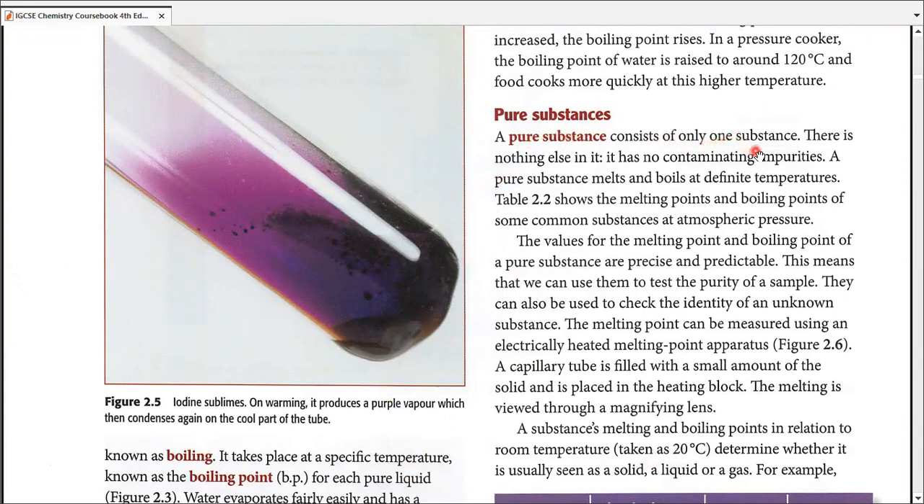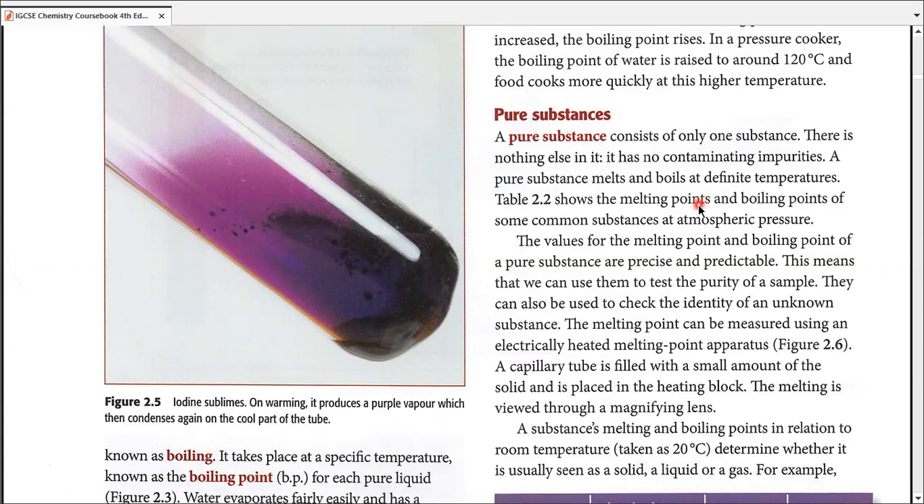A pure substance consists of only one substance. If you mix any substance with any other substance, it's not pure anymore. So water is pure if there is only water. If you add anything to it, it's not pure. Add salt to water, impure. Add sugar to water, impure. Mineral water, which is actually minerals dissolved in water or salts dissolved in water, is an impure form of water.